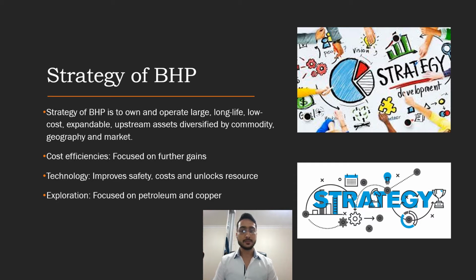So we have got the strategy of BHP Limited. BHP Limited has done pretty well, and it has got a very good strategy in terms of internal controls, long life and sustainability. So it has continued to integrate and automate the value chain to unlock resource and drive a step change in safety, volume and cost. And also it has focused on cost efficiency, technology and exploration. In terms of cost efficiency, it has focused more on gains in core iron ore and copper, and the technology it has improved significantly with cost saving.